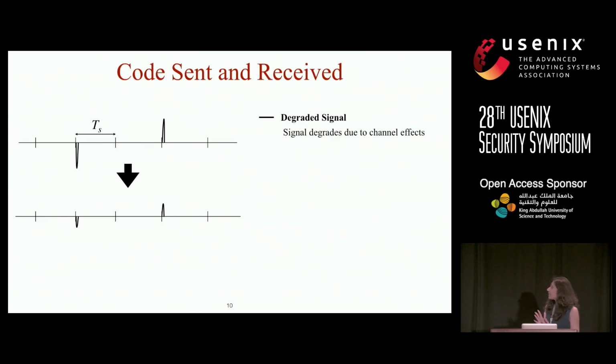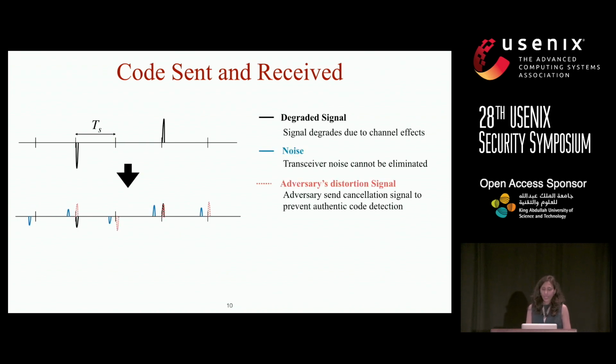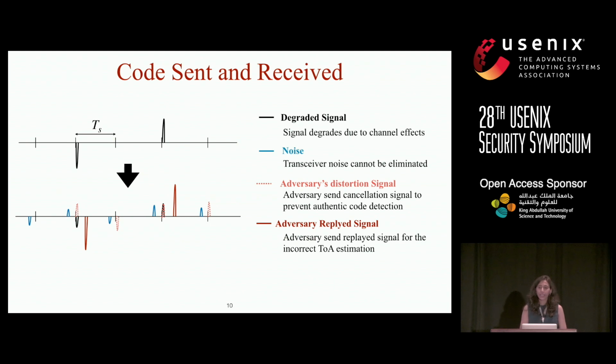So what's the difference between what we are sending and what we are receiving? The signal is degraded during transmission. There will be some noise. The attacker will be trying to distort this signal by sending a cancellation signal, and the attacker will certainly replay this signal to affect time of flight estimation.